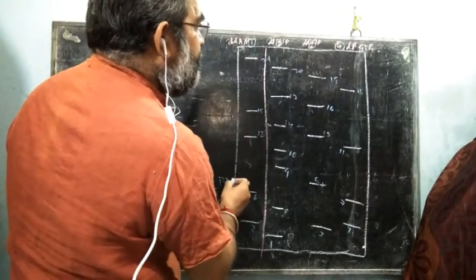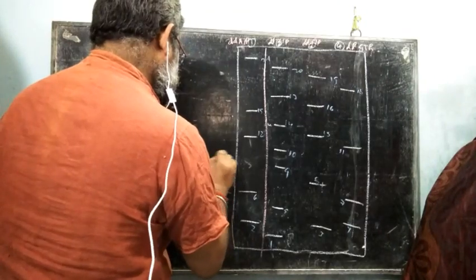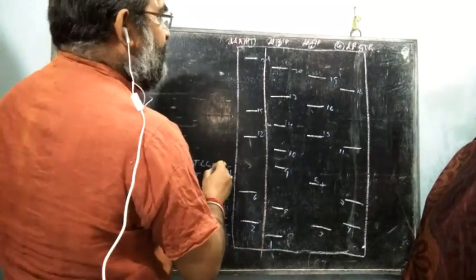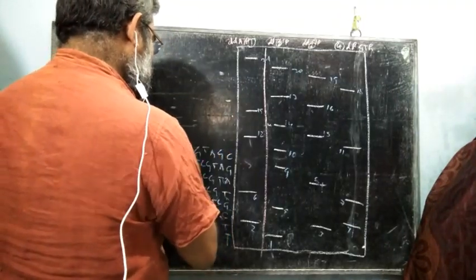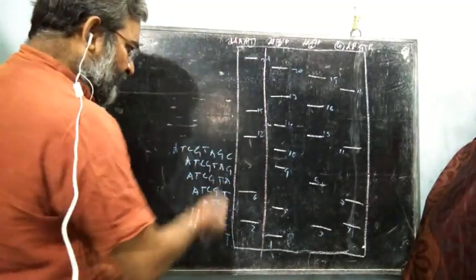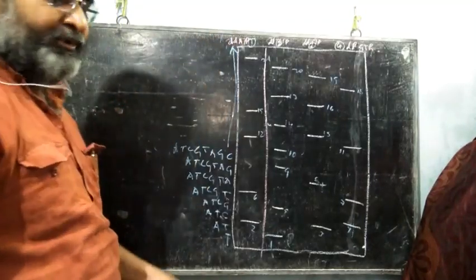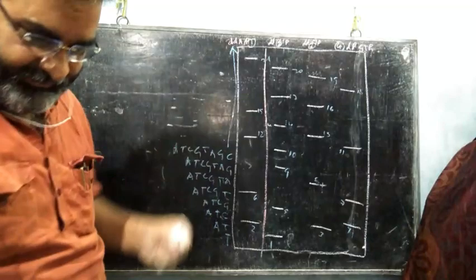Seventh one, G: G, A, T, G, C, T, A. Then C: C, G, A, T, G, C, T, A. Finally, we are in a position to analyze all the DNA sequences.